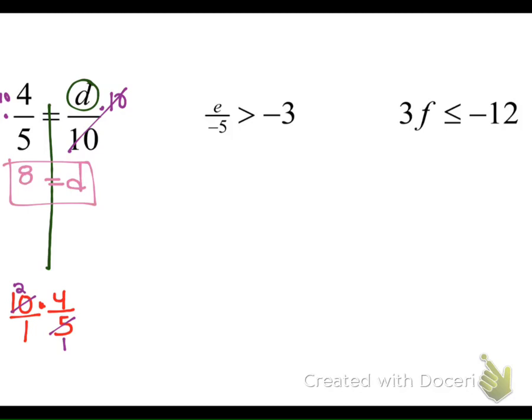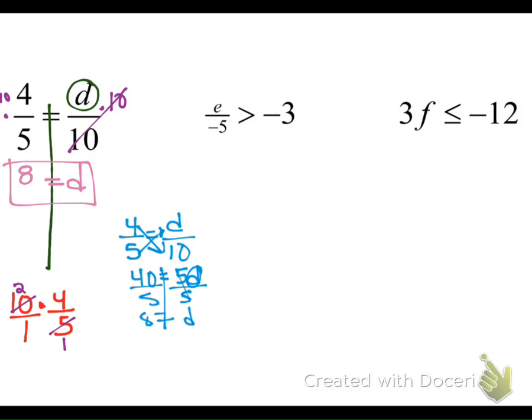Don't write what I'm writing. I'm going to do it super fast. 4/5 equals D over 10. What Rihanna and Darius were saying over here, they cross multiplied. So they took 4 times 10 and got 40 equals, then they took 5 times D and got 5D. Now you have a one-step equation here. Circle my variable, draw my line, get the D by itself: 40 divided by 5 is 8. So either way would have been acceptable.